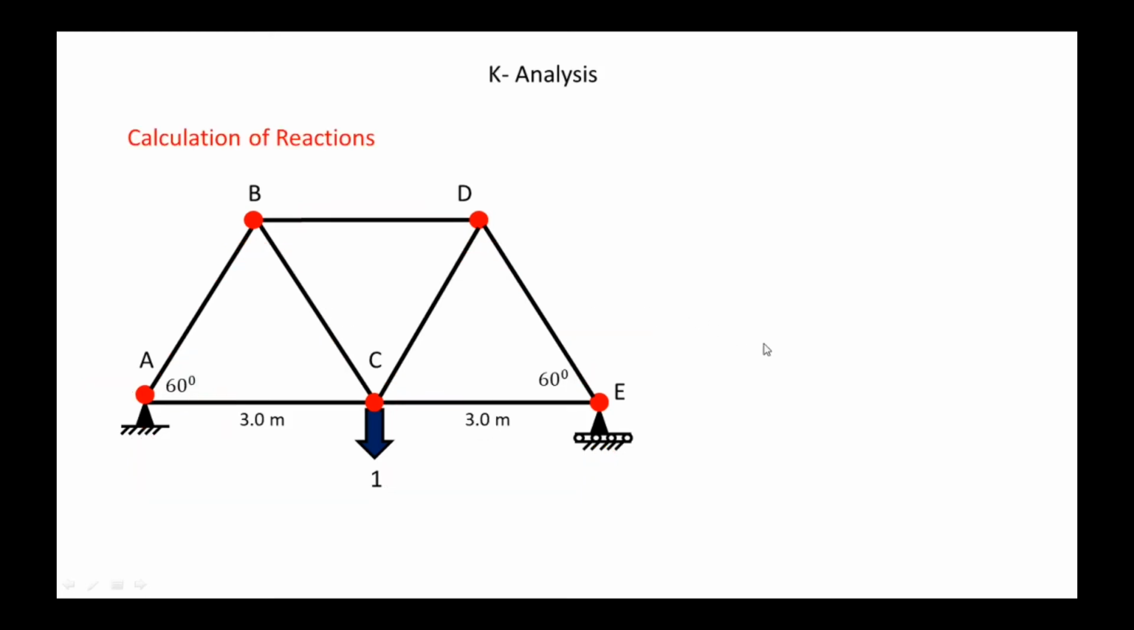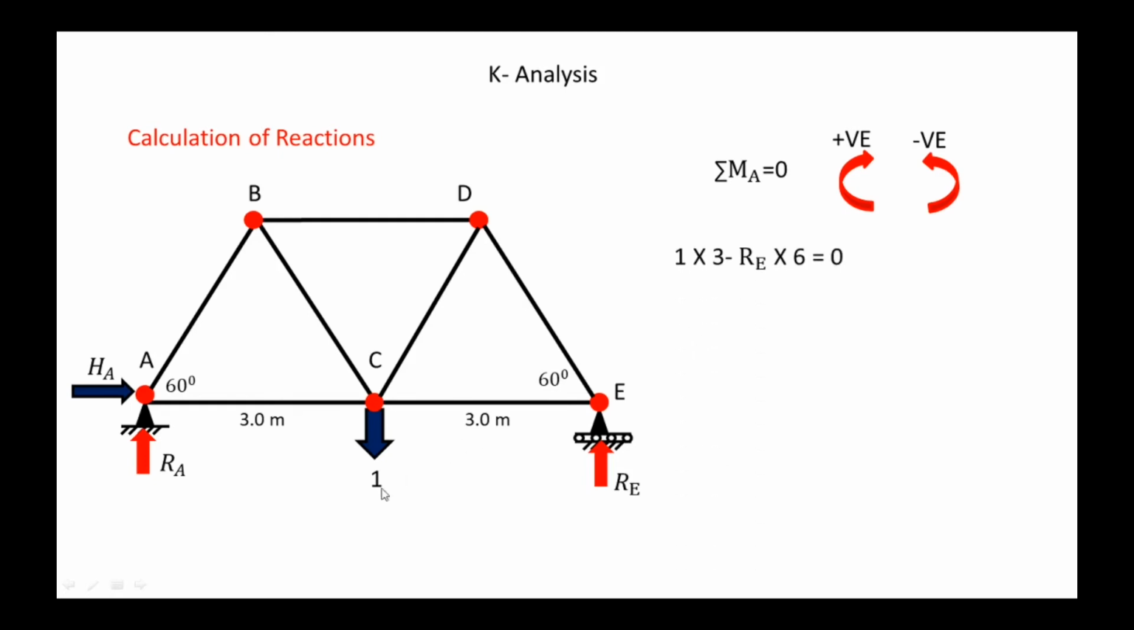Now go for the K analysis. Again our step is to find the reactions here. Sigma M is equal to 0, clockwise positive, anti-clockwise negative. Then these are our assumed reactions initially. So 1 into 3, that is 1 is clockwise into 3, and minus RE into 6 is anti-clockwise. So RE is equal to 0.5. So by symmetry we can say that RE is equal to 0.5.